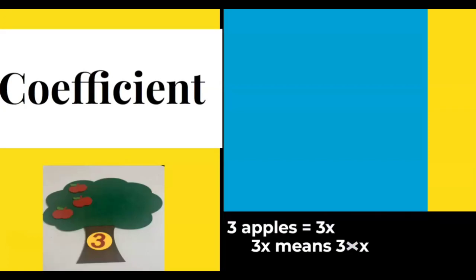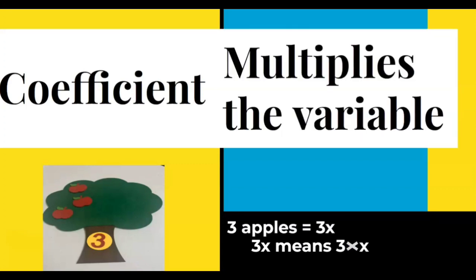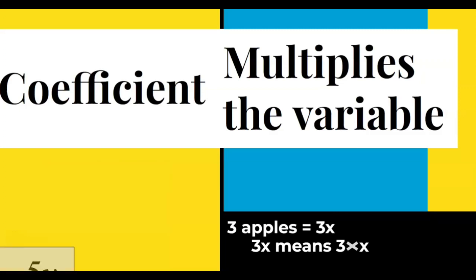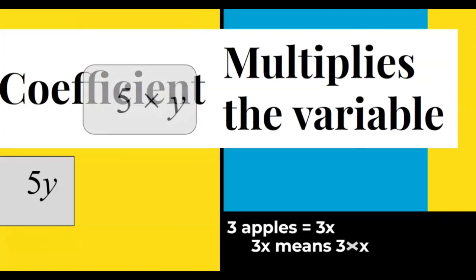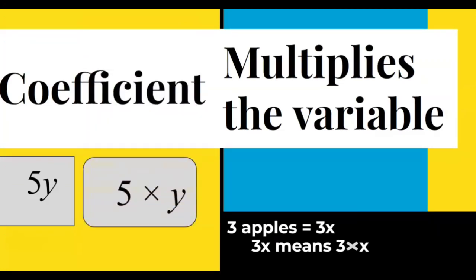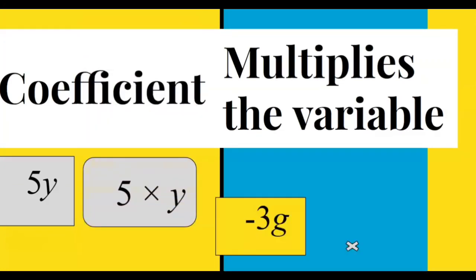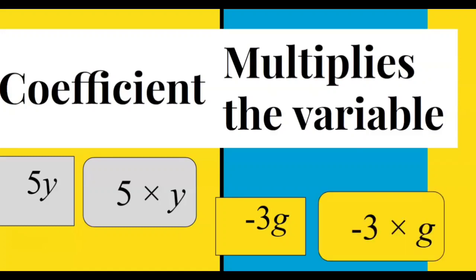Our next term is coefficient. What is the coefficient? So here we looked at 3x being 3 apples. It simply means 3 times x. So our coefficient multiplies the variable. 5y would be 5 times y. Negative 3g would be the same thing as negative 3 times g.